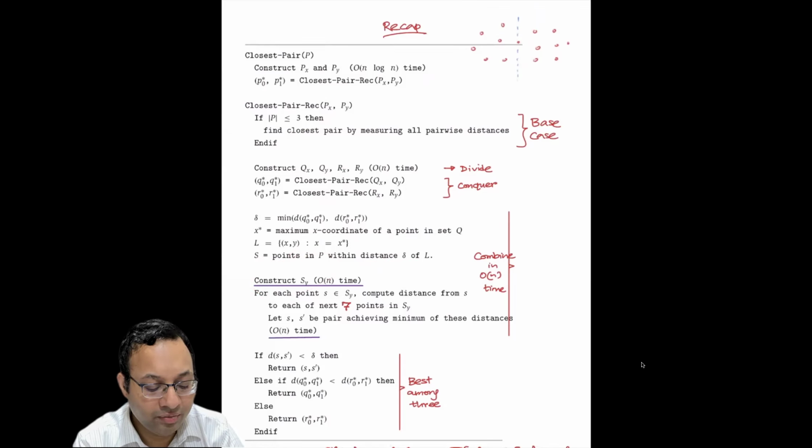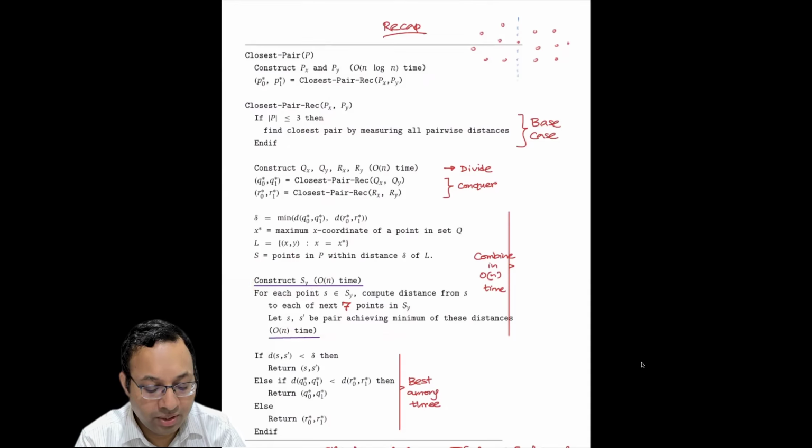Once we have that, for each point s in Sy, we compute distances from s to each of the next 7 points. So instead of all points, just the next 7 points are sufficient, and that's a structural property we showed last time. And then we remember the minimum distance among all these points, in linear time. There are n points, and for each we're just searching a constant number of neighbors. And then we remember these three values, and whatever is best, we return that.